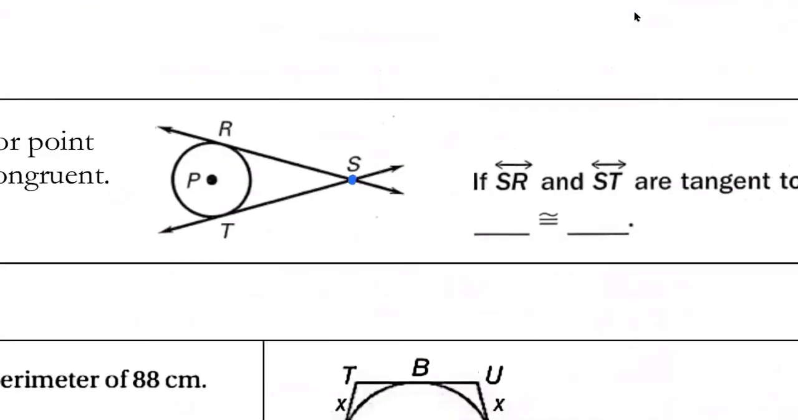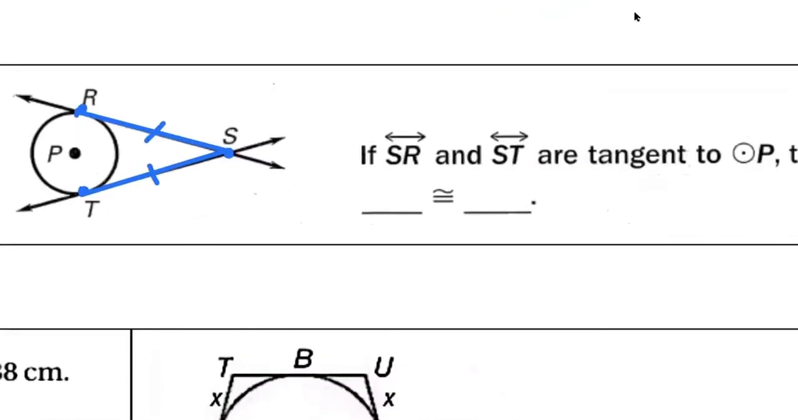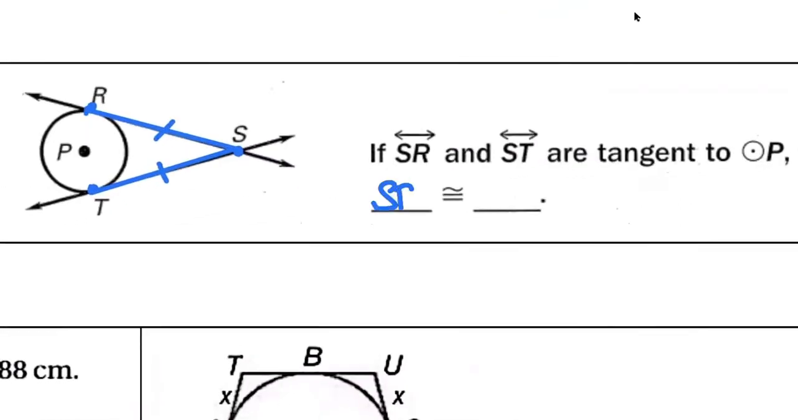That just means that if you have a point out here and you draw a tangent segment to the circle here, and you draw a tangent segment to the circle there, those segments are going to be congruent to each other. So if segment SR and segment ST are tangent to the circle, then segment SR is congruent to segment ST.